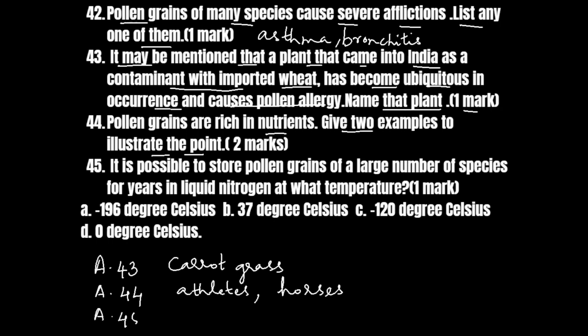Now answer number 45. It is possible to store pollen grains of a large number of species for years in liquid nitrogen at what temperature? Is it option A, minus 196 degrees Celsius, B, 37 degrees Celsius, C, minus 120 degrees Celsius, and D, 0 degrees Celsius? The answer is minus 196 degrees Celsius. And so that is the temperature.